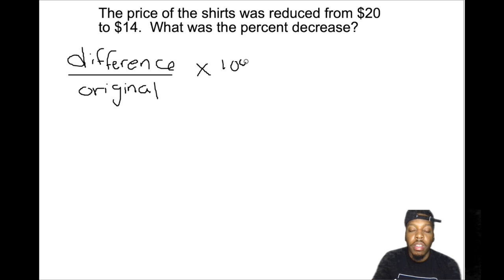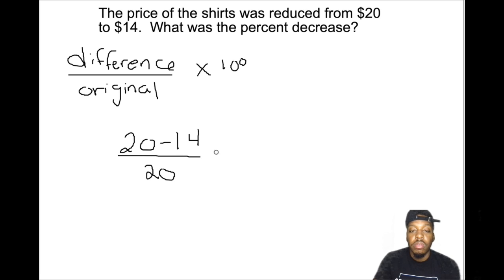All right, so the difference, so the two numbers that we have, 20 and 14. So 20 minus 14 over the original amount. All right, so reduced from 20 to 14. So it started with $20. So 20. All right, so here we go, equals, what's 20 minus 14? That is going to give me 6 over the original amount, which is 20.